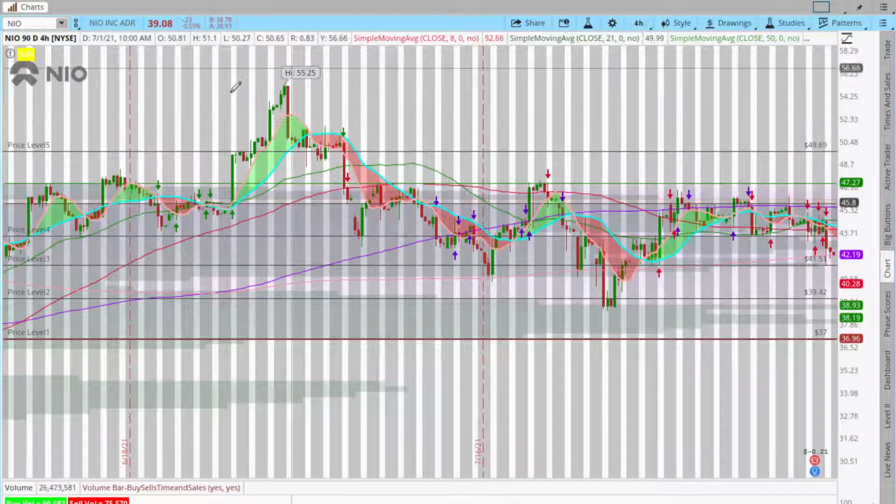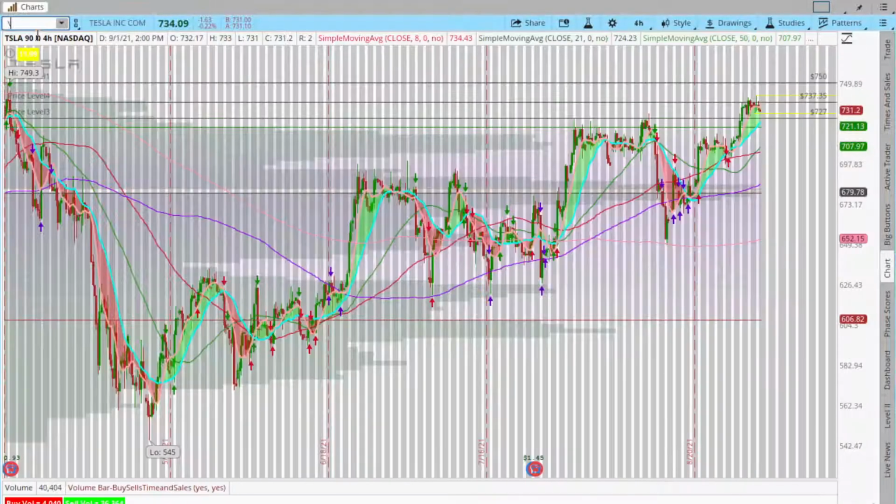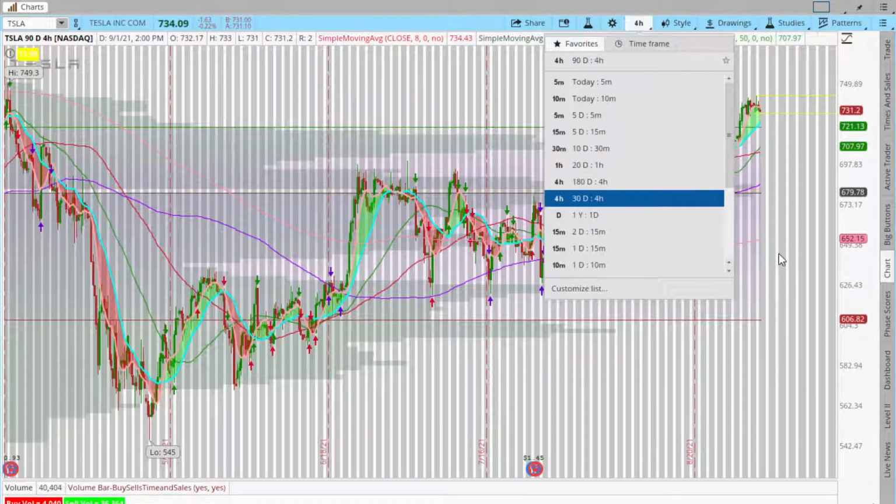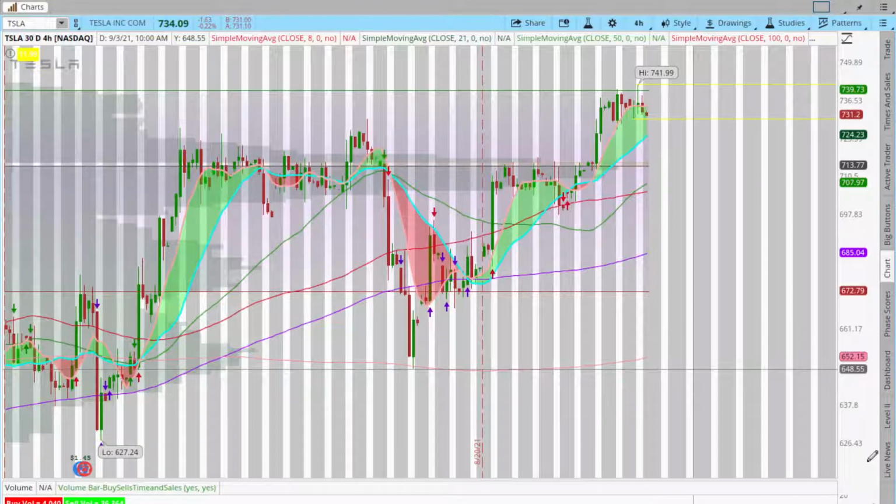That's pretty much it for something like NEO. Let's go ahead and do one more ticker as an example. Let's use Tesla. Tesla's had a lot of chop lately. So let's go ahead and make a new drawing set. Let's go and start in 30 days.